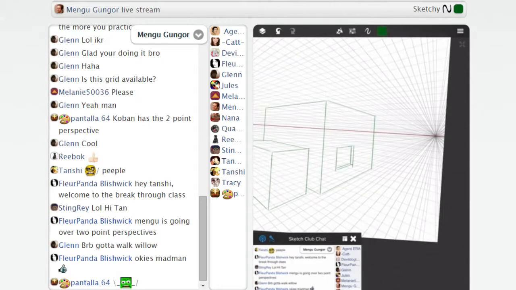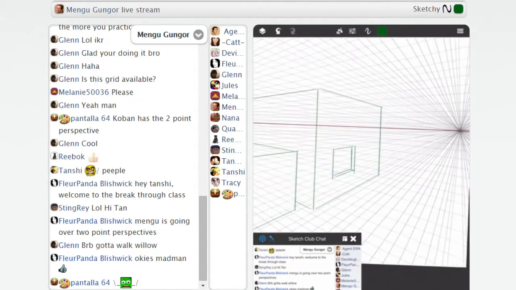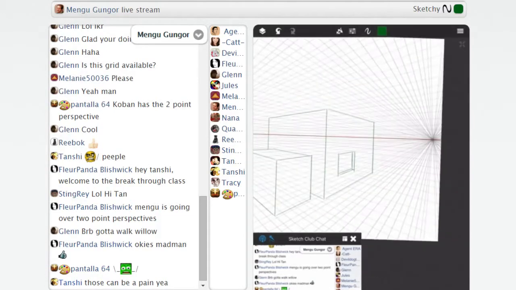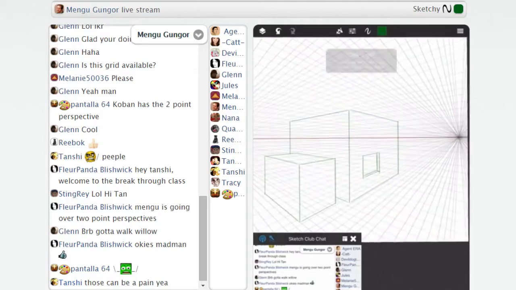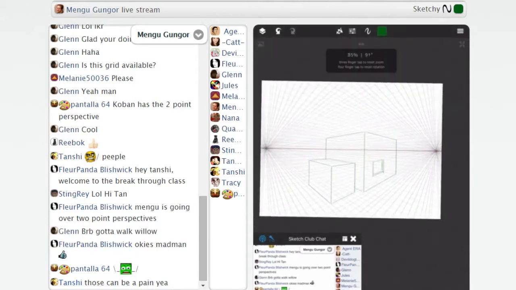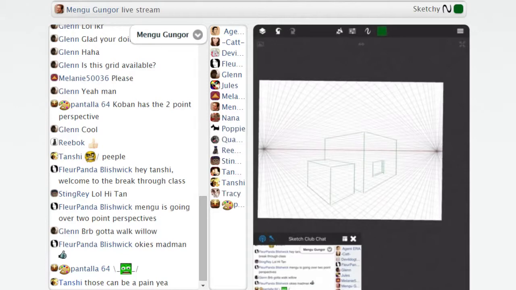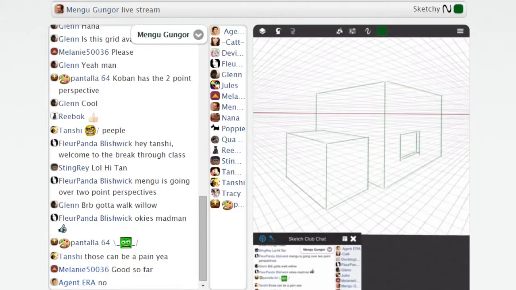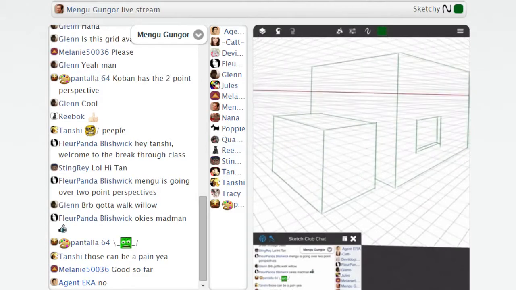So that's just another common mistake I see people revert to while drawing two-point perspective. They will revert to one-point perspective and start drawing squares instead of following their vanishing points. Everything cool so far? Any questions? No questions? All right.